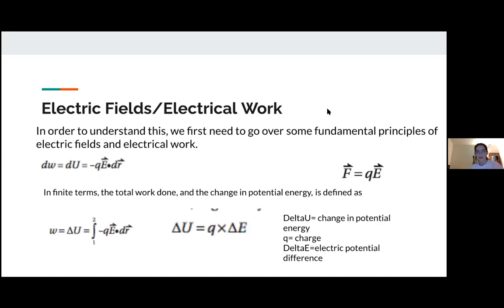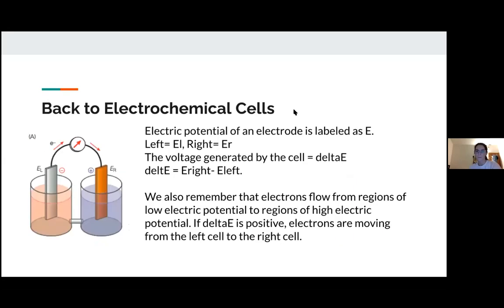Putting this in finite terms, or like moving a specific distance, the change in this will give you a change in potential energy equal to Q times delta E, where delta U is the change in potential energy, Q is the charge of the particle, and delta E is the electric potential difference, or like the voltage.